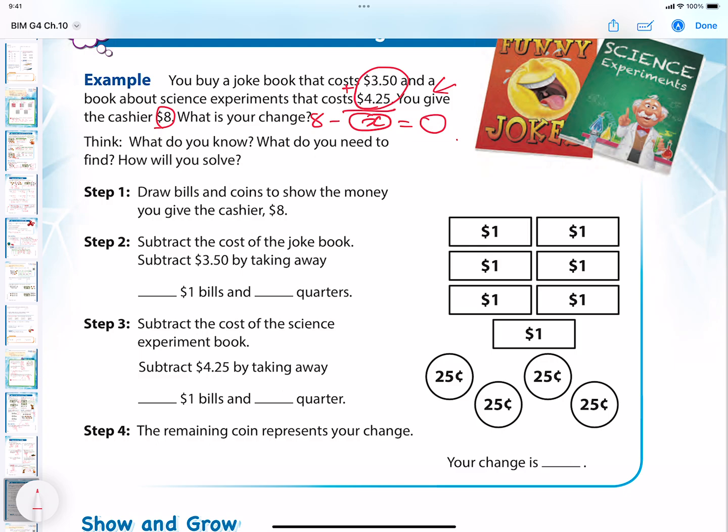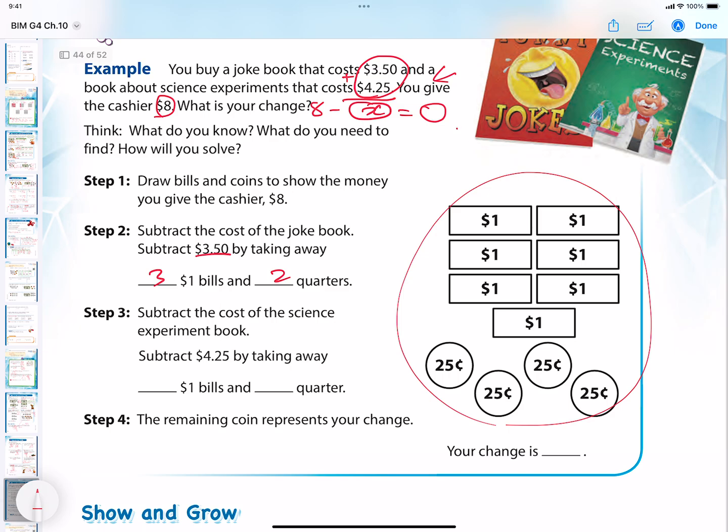Okay, so how many $1 bills here? $3. Okay, 3 $1 bills and 2 quarters. Okay, because they want us to use this bill. Okay, this might work. Okay, for some people, that's fine. Okay, so now step 3: subtract the cost of the science experiment book. Subtract what?